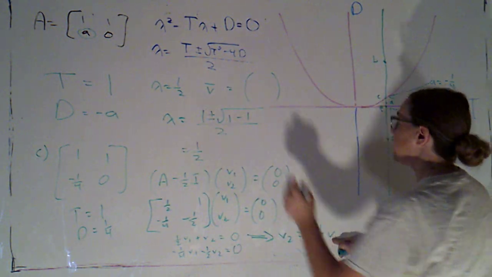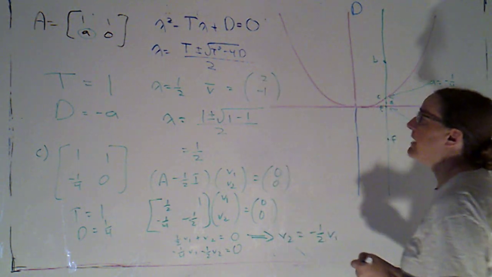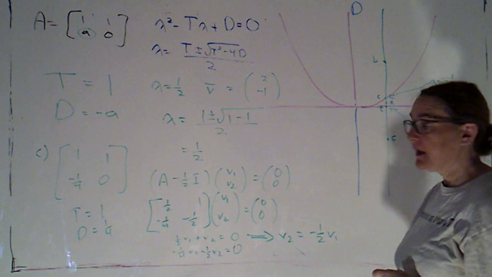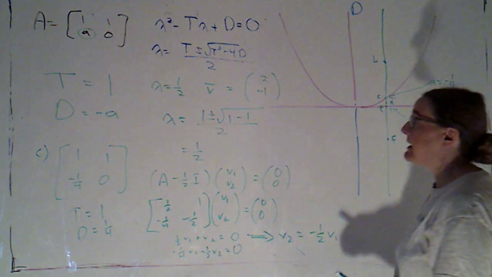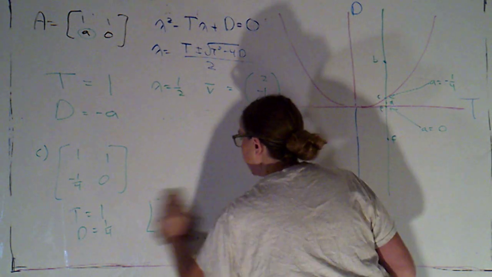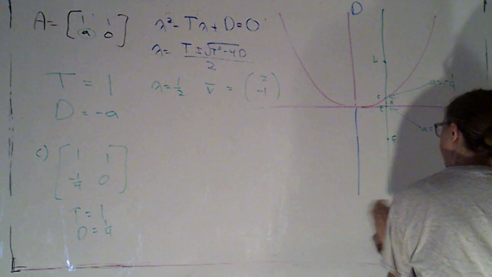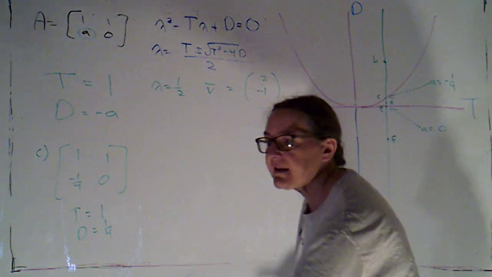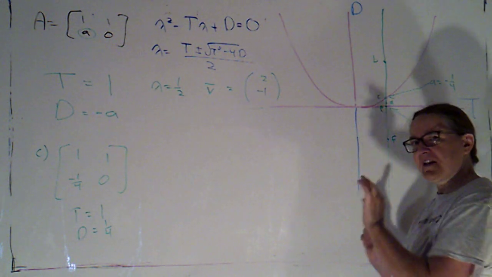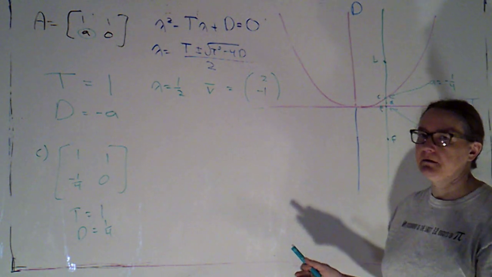I'm going to just put a 2 for v1 so that when I multiply by negative a half, I get negative 1. So I can see that I only get one independent eigenvector. So we're not in the case where every non-equilibrium solution is a straight line solution. We're in that case where our solution curves that aren't straight line solutions are trying to spiral and failing.